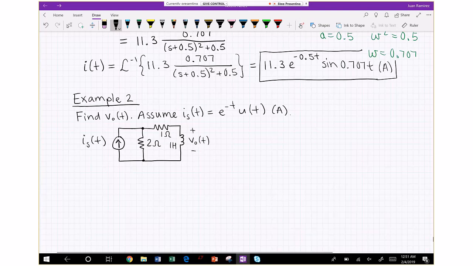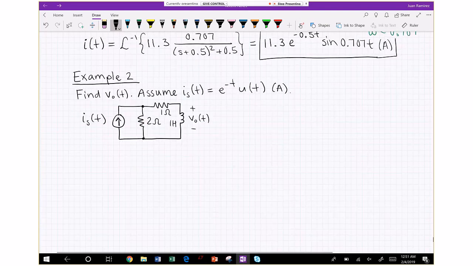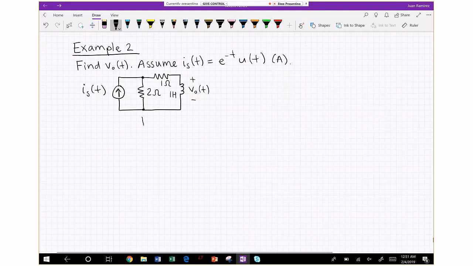Okay. So again, first step is to redraw the circuit in the S domain. So what is the Laplace transform of the current source value, e to the negative t? So we'll pull out our Laplace transform table, and we see that e to the negative at is 1 over s plus a. In this case, a is 1, so it'll be 1 over s plus 1.